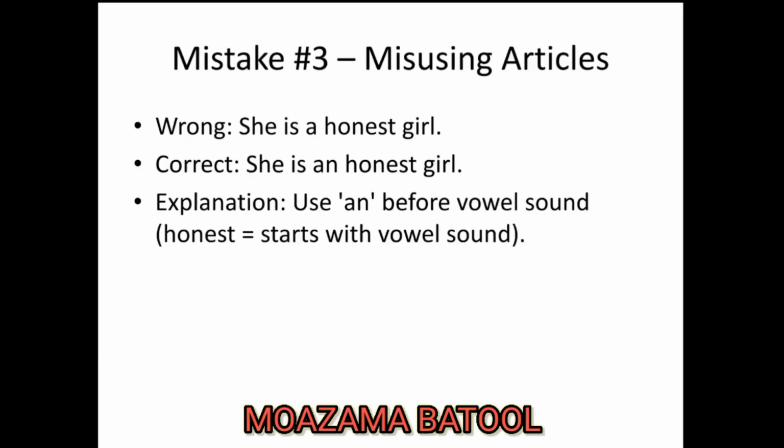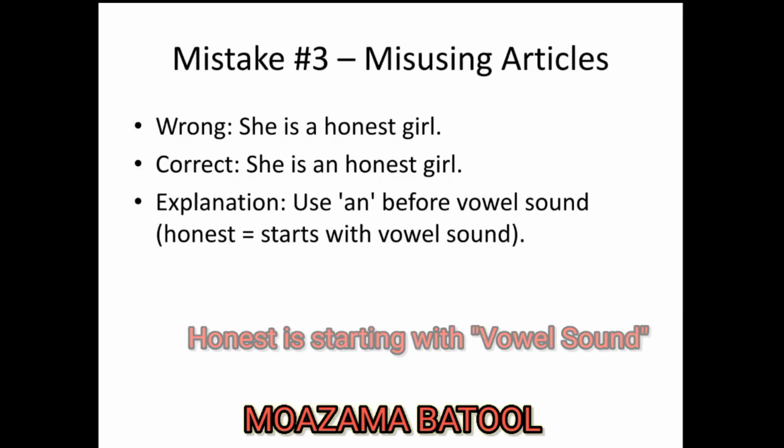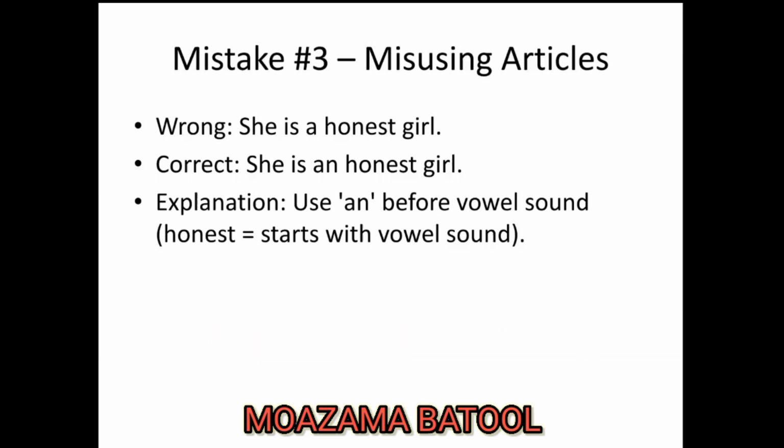Next, mistake number 3, misusing articles, means a and an. "She is a honest girl." This is a totally wrong sentence. "She is an honest girl." This is the correct one, because we use an before a vowel sound, not a consonant sound, and there honest is starting with a vowel sound, the h being silent. So that's why we use an there, not a.